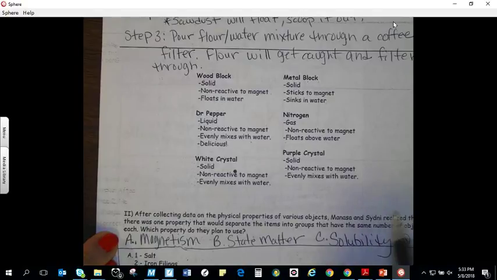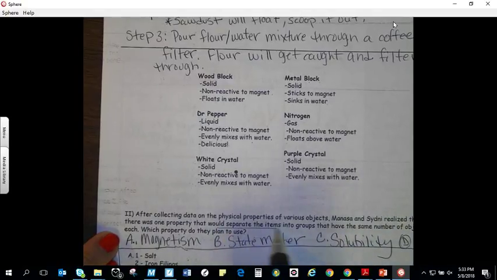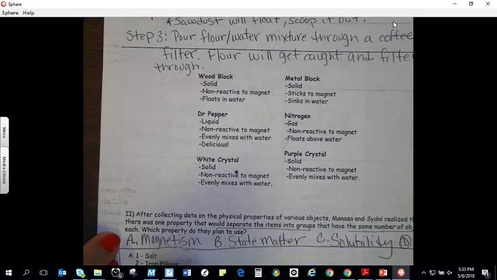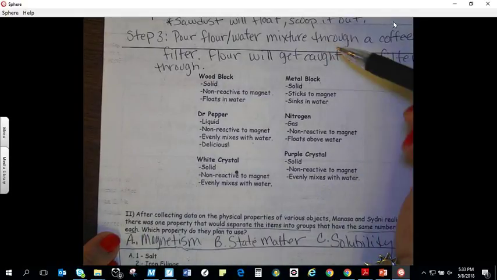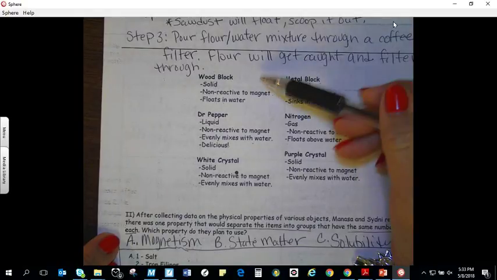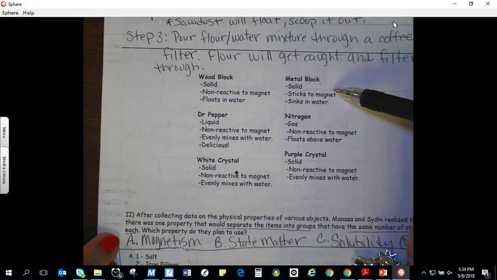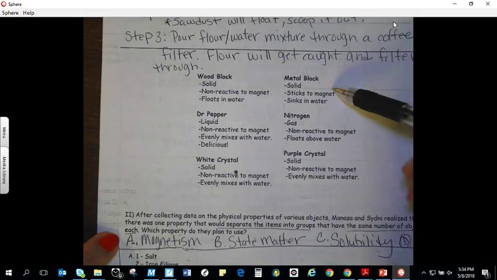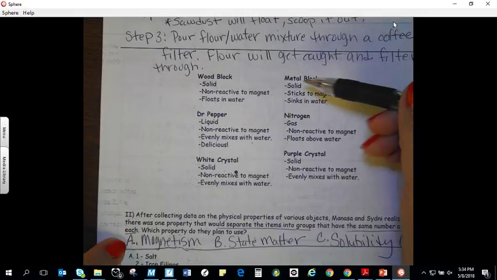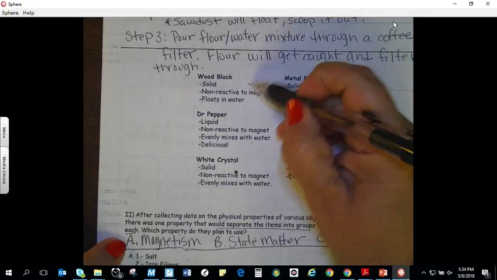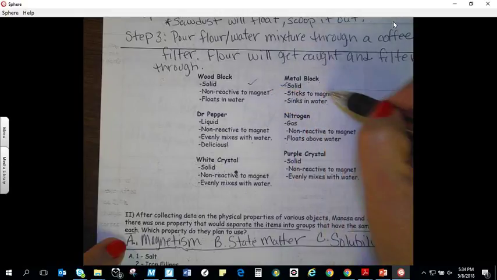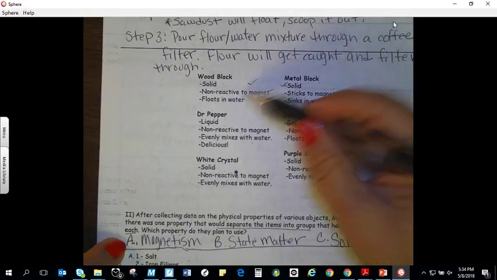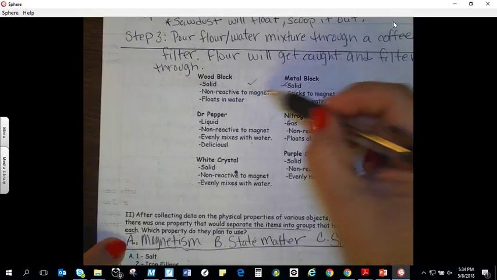Okay, so they would separate the items into groups that have the same number of objects in each. So a wood block and a metal block, do they have the same number of items in those groups? Yes. The same number, they would be able to separate the items into groups? No, because here you have a solid, non-reactive to a metal, sticks to a magnet. So that won't work. This one you can be able to, this is comparison to sink and float. That would be density, but then this wouldn't work here.